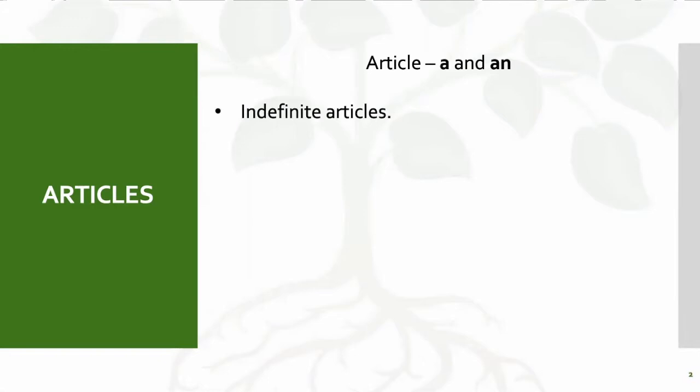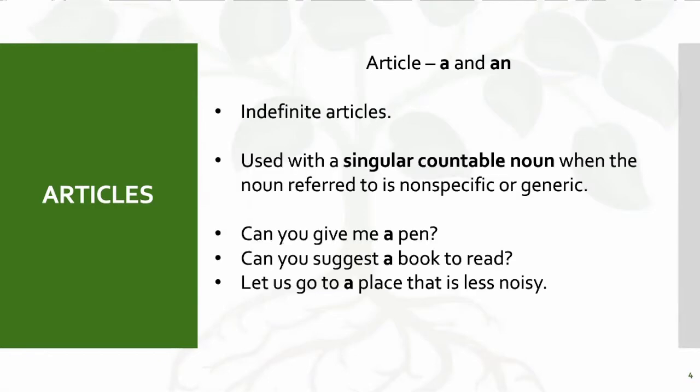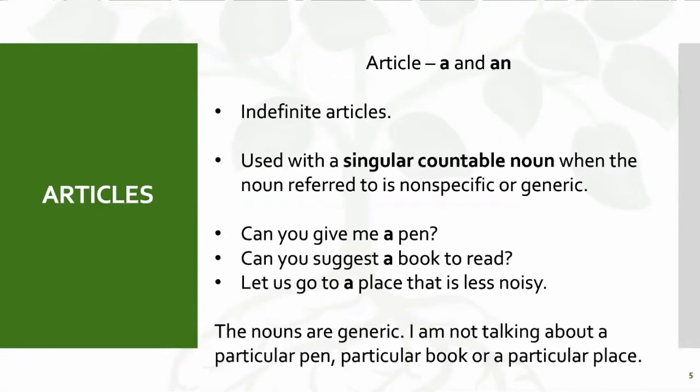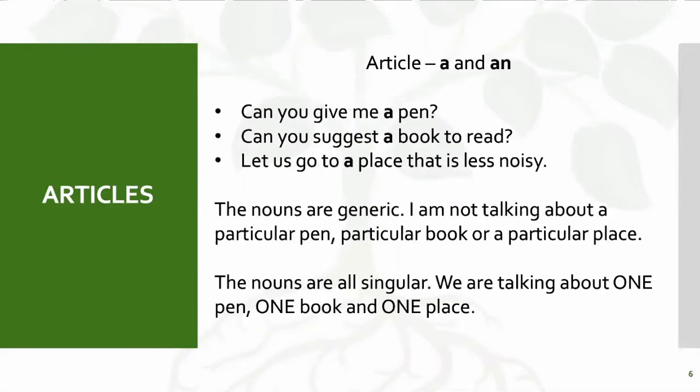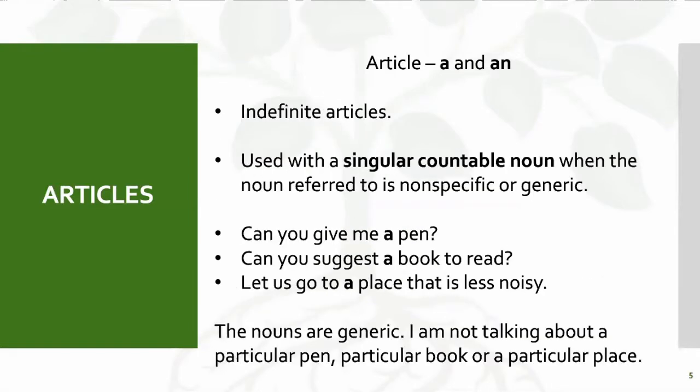A and an are called indefinite articles, and they are used when the noun's identity is not known, and they are always used in front of singular countable nouns. So let's understand what a singular countable noun is and what I mean by the noun's identity being not known. A singular countable noun is anything that you see here: pen, book, place, laptop, table, microphone. All of these are countable nouns. You can count them with numbers: one pen, two pens, three books. You can do that, right? So that's a singular and a countable noun.